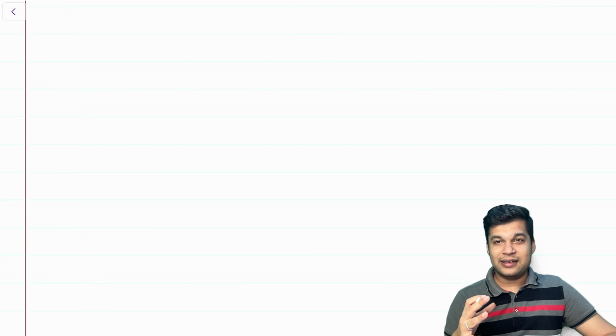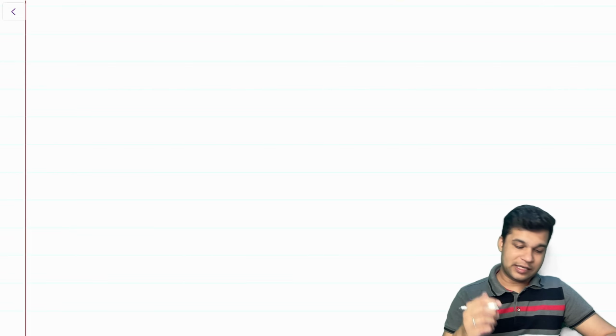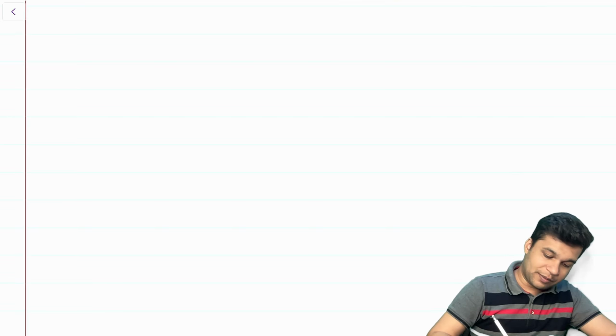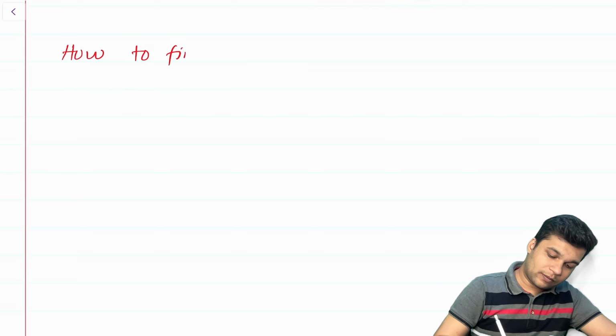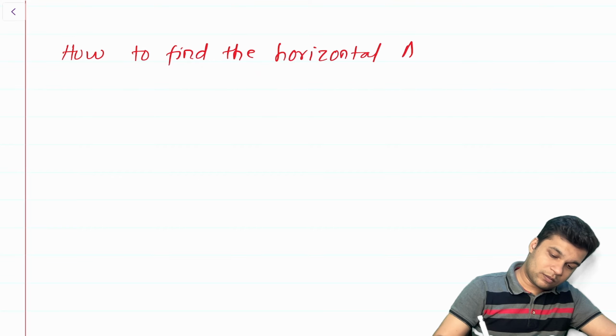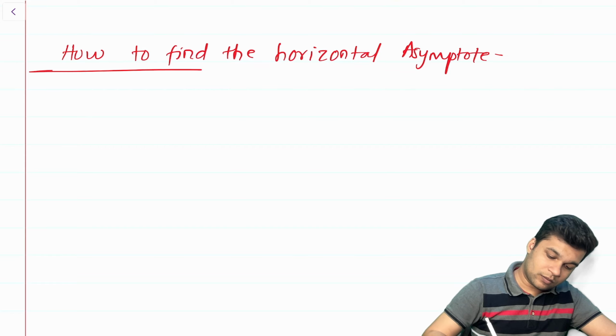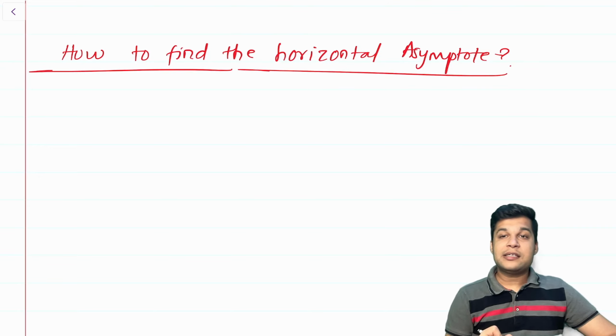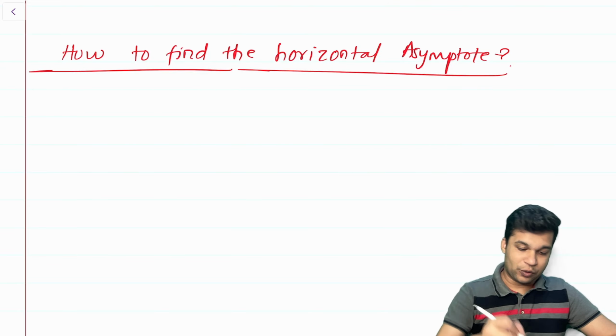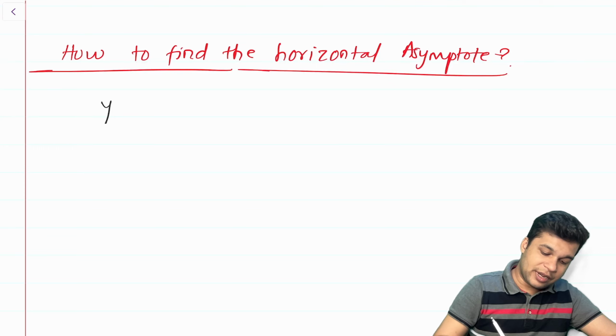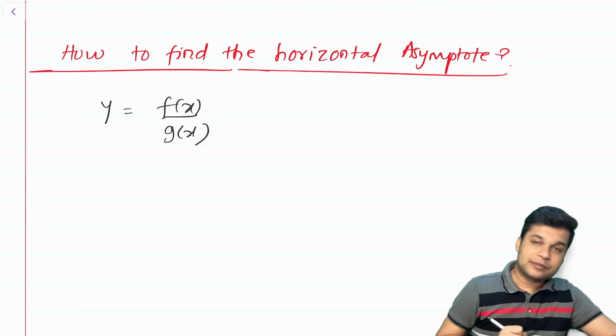Now let us learn how to find the horizontal asymptote. Let's say you have a rational function y equal to f(x) divided by g(x).